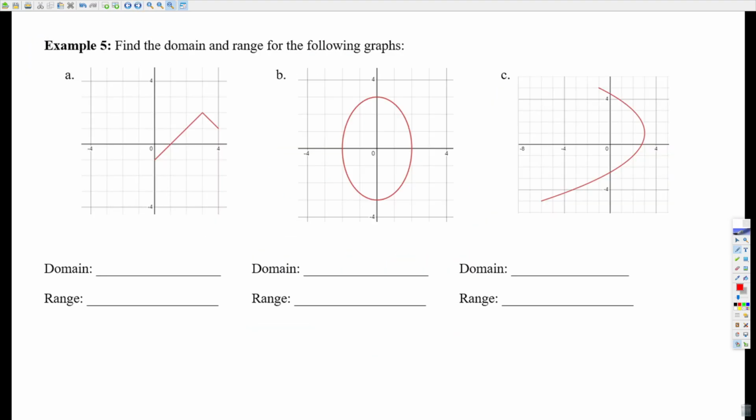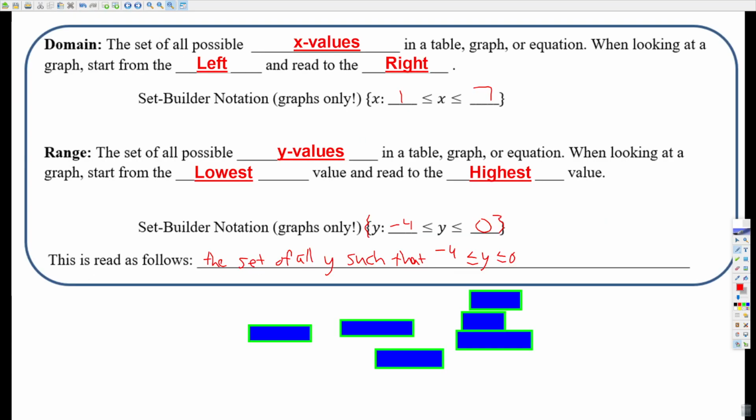So let's do some domain and ranges for these graphs. These ones all have starting and ending points, so it'll be easier to make them up. So I'm going to do this without doing the set notation. We're just going to do it with from one number to the next. So we're just going to use this piece of it.